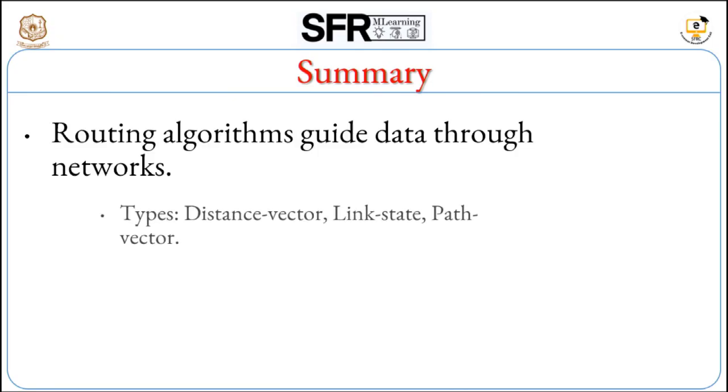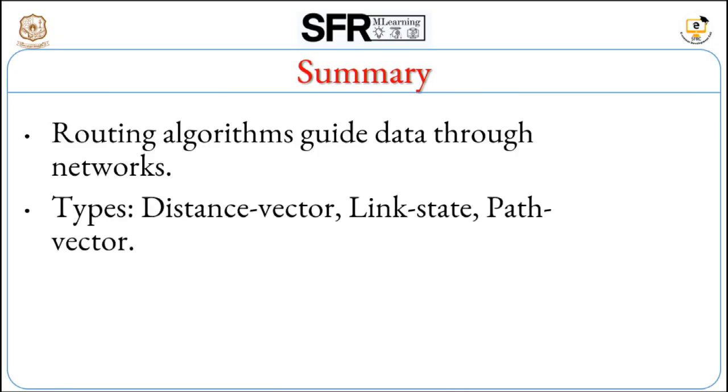To summarize, routing algorithms are essential for guiding data through networks. The main types are distance vector, link state and path vector. They are used in real world protocols like RIP, OSPF and BGP. Without routing algorithms, modern communication networks would not function reliably and efficiently.